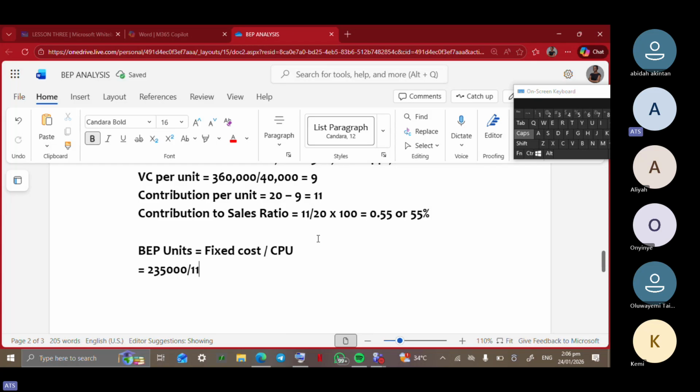So what is our answer? What is the answer here? 21,363.64. Let's just approximate since it's units. Okay. Units, yes. So let's have this as units.